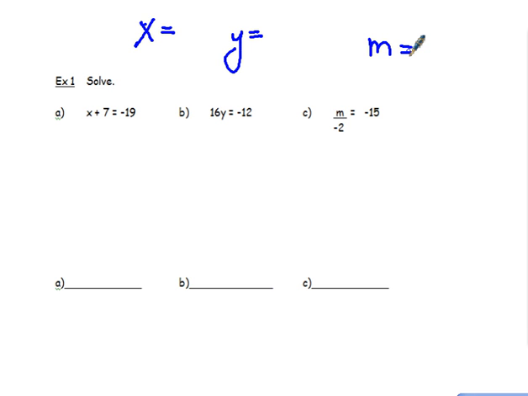Sometimes you come across problems that say simplify. This is not the case. We are looking for solutions. So we will be looking for an answer in this form.